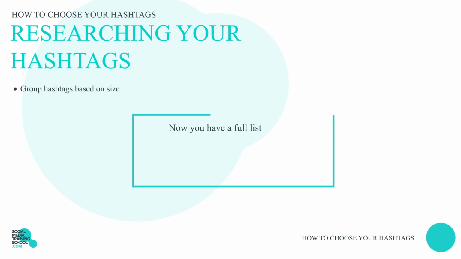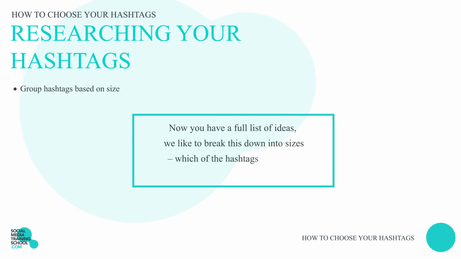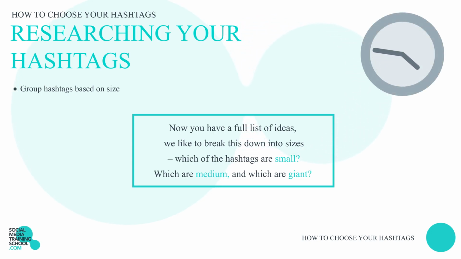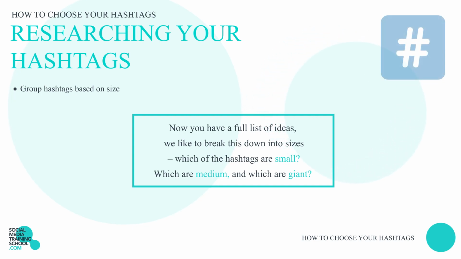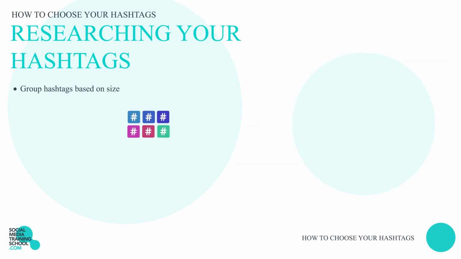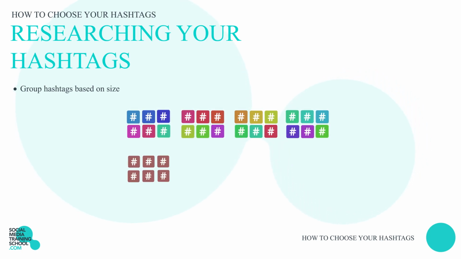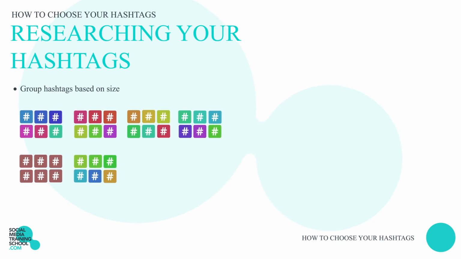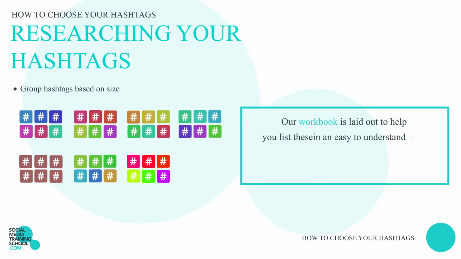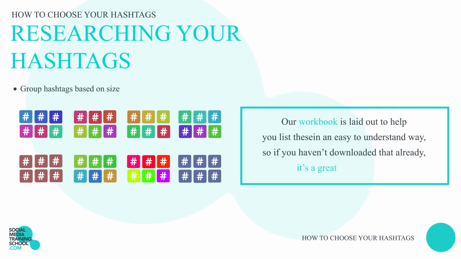Now you have a full list of ideas, we like to break this down into sizes. Which of the hashtags are small, which are medium, and which are giant. This can be time consuming, so if you don't have time to do it, it's not the end of the world. But it does make hashtag planning a lot easier. It's a case of going through all those hashtags you listed and seeing how many times they've been used, then grouping them based on size. Our workbook is laid out to help you list these in an easy to understand way, so if you haven't downloaded that already, it's a great place to start.